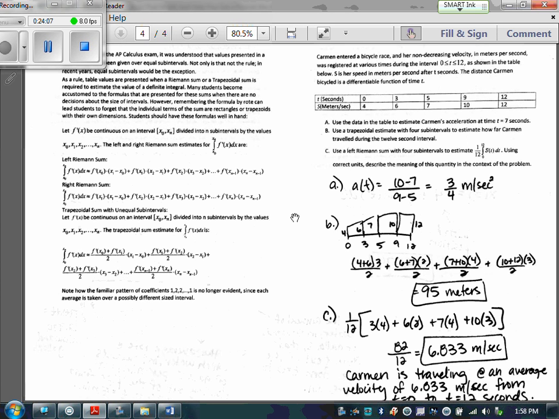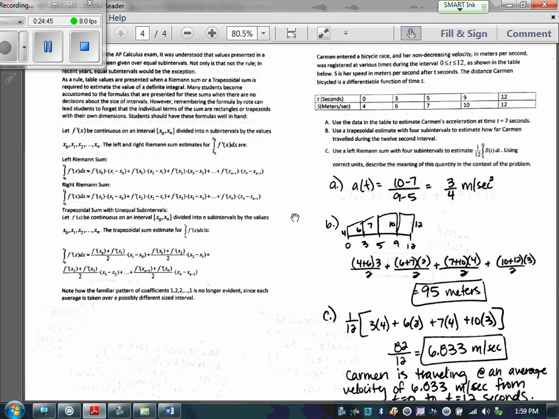Part B. Use a trapezoidal estimate for the 4 sub-intervals to estimate how far Carmen traveled during the 12-second interval. Did it say that those 4 sub-intervals had to be equal? No. They just want you to use 4 trapezoids. So you can't assume that these 4 trapezoids are going to have equal heights or bases or whatever. So I suggest always, always, always draw a picture. Why not? Okay? My first time is 0. My next time is 3. My next time is 5. My next time is 9. My next time is 12.